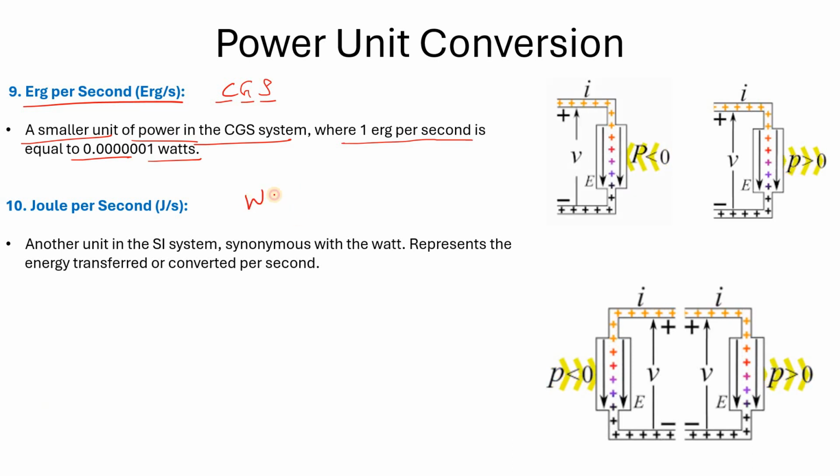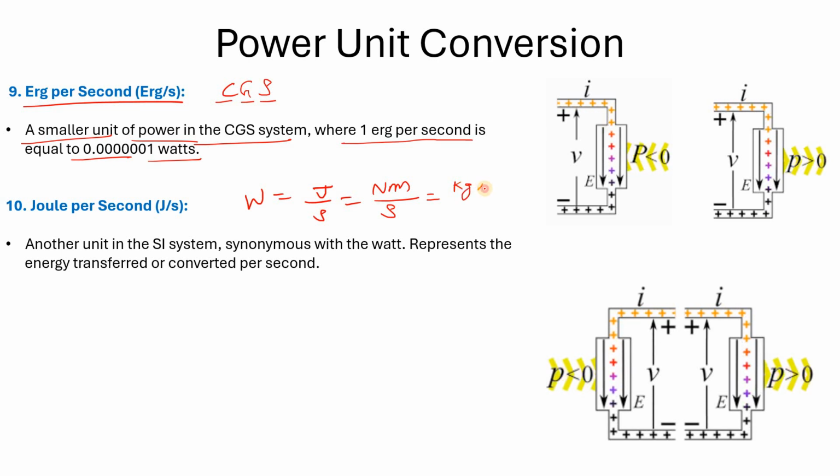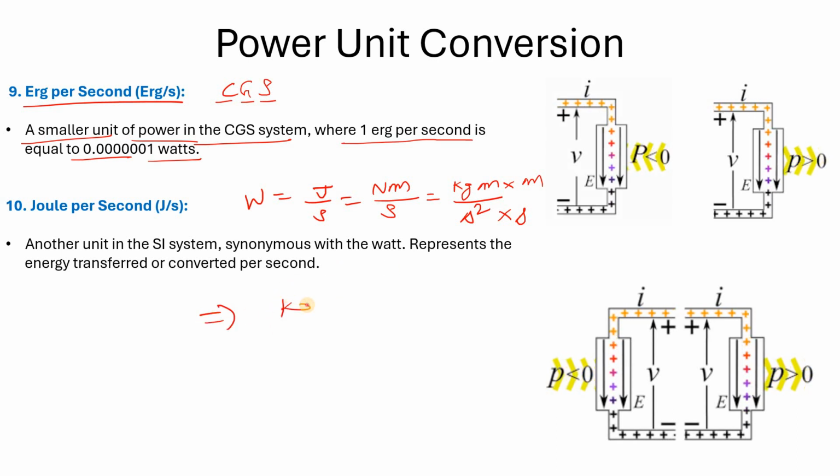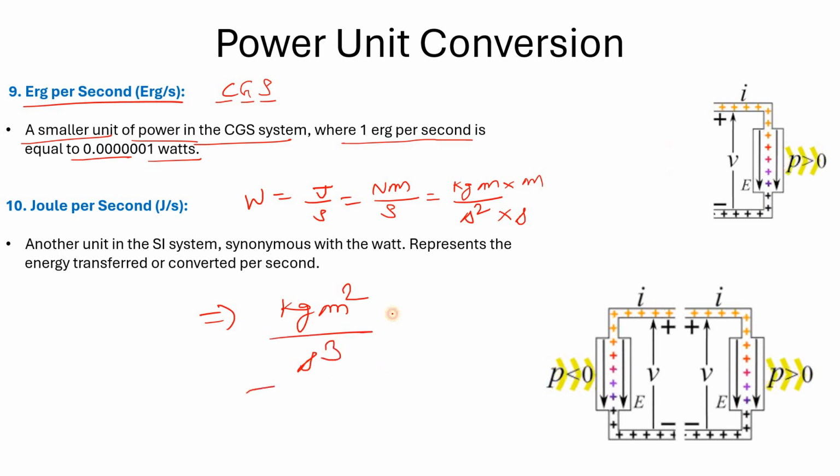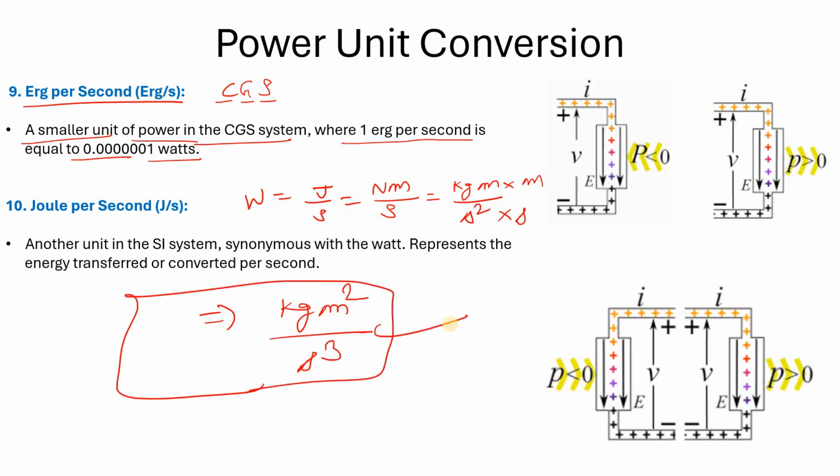The watt is also known as joule per second because it is work done per unit time. It is also known as Newton meter per second, which is also kg meter per second square, that is Newton, into meter, into second. I hope you understood my point. Then it will be kg meter square per second cube. This will be the simplification.